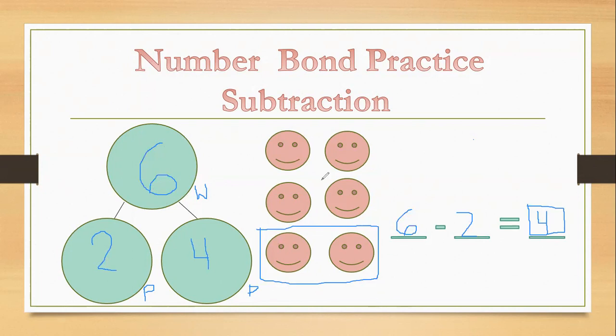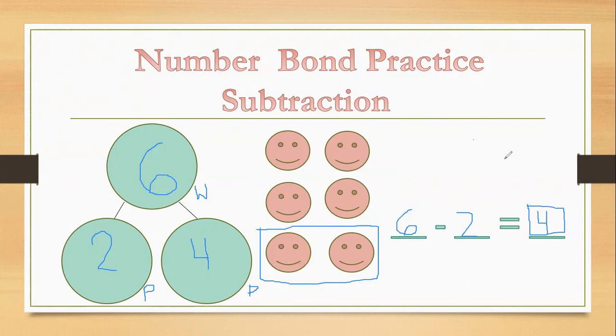Great job, guys. So we know, just like addition, our total, the whole number will go in the circle that's all by itself. That means the largest number of the 3 will go all by itself. And then the 2 parts will go here. So we had 6 altogether. We took away 2 smiley faces, and that left us with 4 smiley faces. So we have 6 minus 2 equals 4.